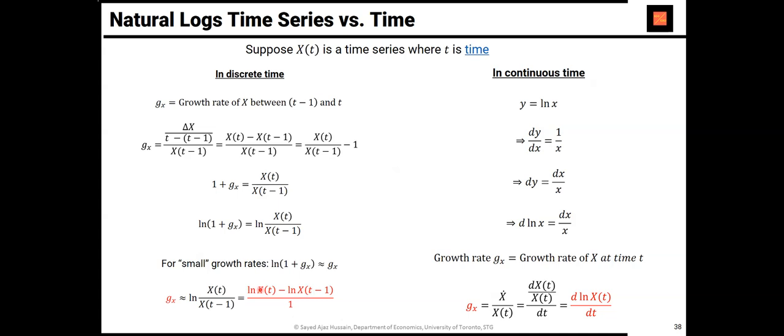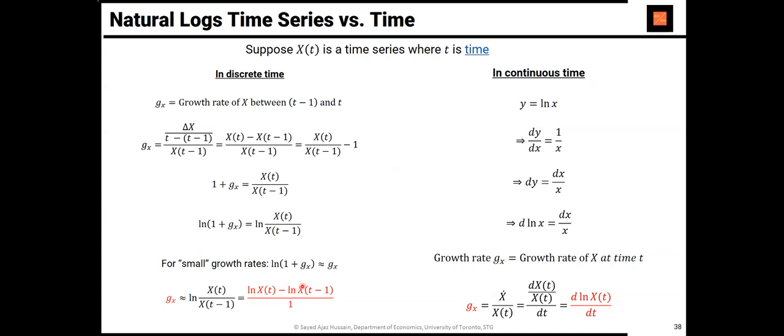But if you think about this, this is nothing but the slope of the time series of log of x against time. Because if you plot something in terms of logs, what's the slope between any one year? Log of x at time t minus the log of x in the previous period, divided by 1. So looking at the slope of a time series of log of x against time gives you the growth rates.